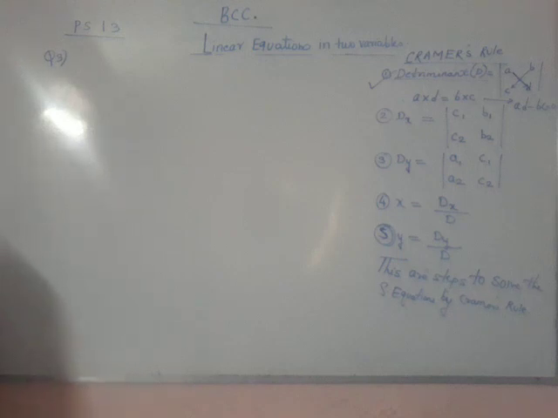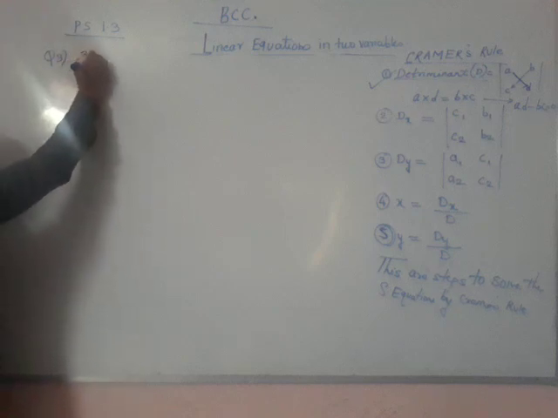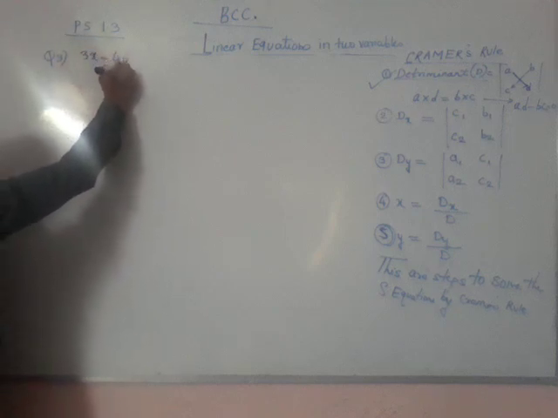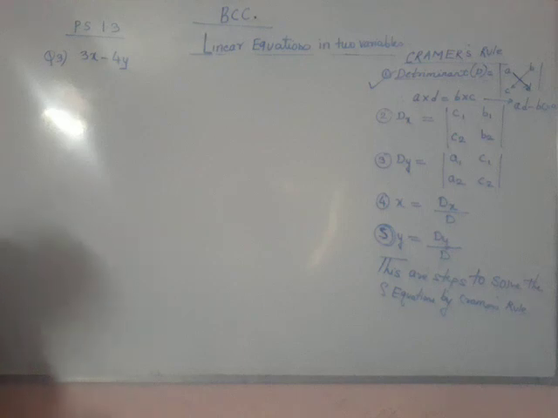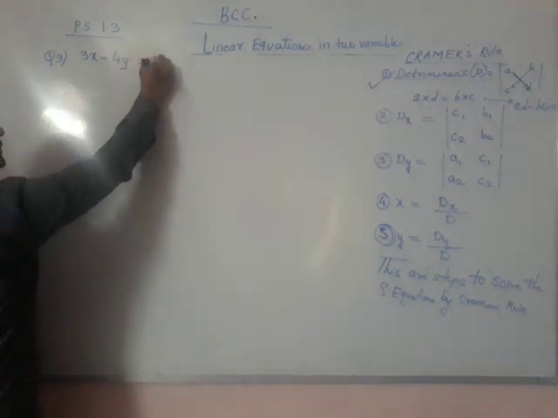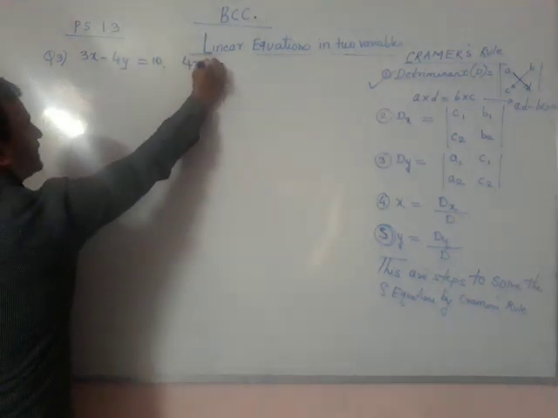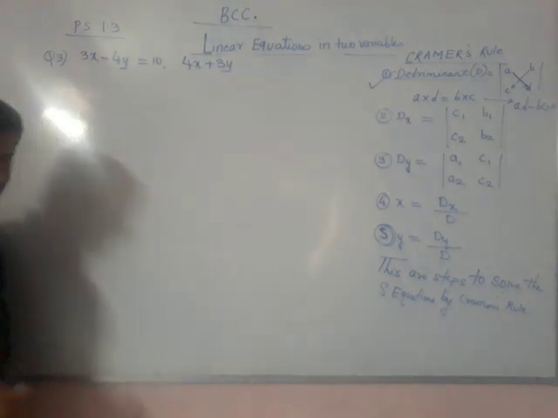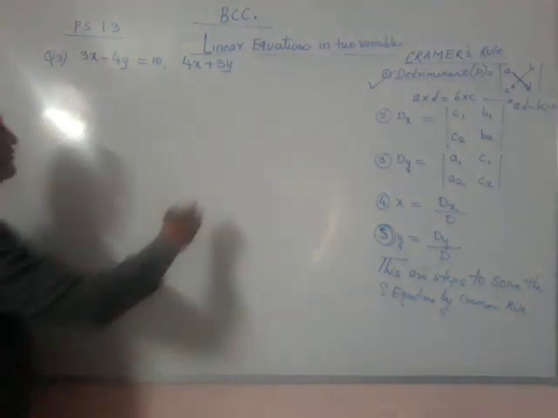Question number 3. 3x minus 4y is equals to 10, comma, 4x plus 3y is equals to 5.